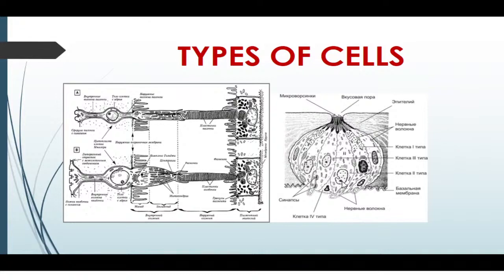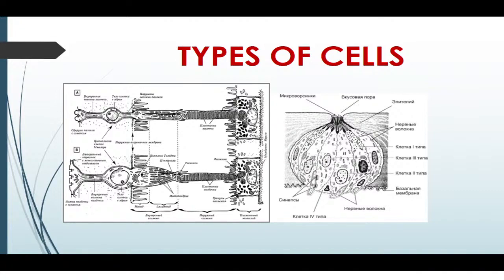In opposite, in the case of taste buds, this is taste buds. It's very well visible: epithelial cells joined with a sensory nerve ending. These cells are not neurons. There are two types of cells.